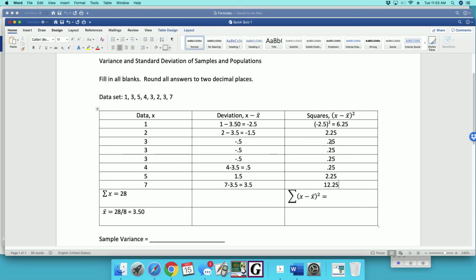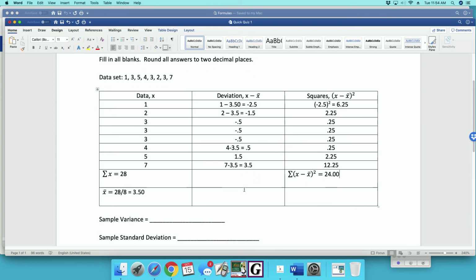Now I need to add these all up. So I've got to add this whole column up. Be very careful. 6.25 plus 2.25 plus four quarters. 0.25 plus 0.25 plus 0.25 plus 0.25 is 1. So I'm going to just add 1, plus my 2.25 plus my 12.25 for a grand total of 24.00. That's my sum of squares.